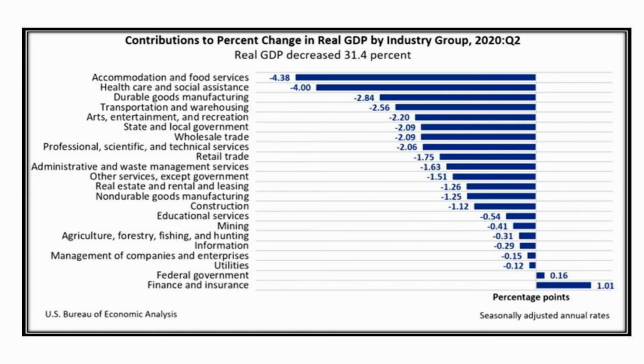This graph gives you an idea what is happening today. Nearly every category of the items that make up the U.S. GDP have gone downhill since the COVID-19 pandemic hit the U.S., except for government and financial services.